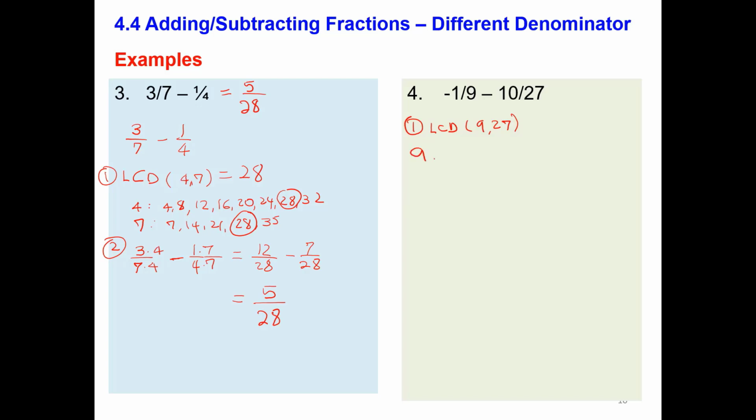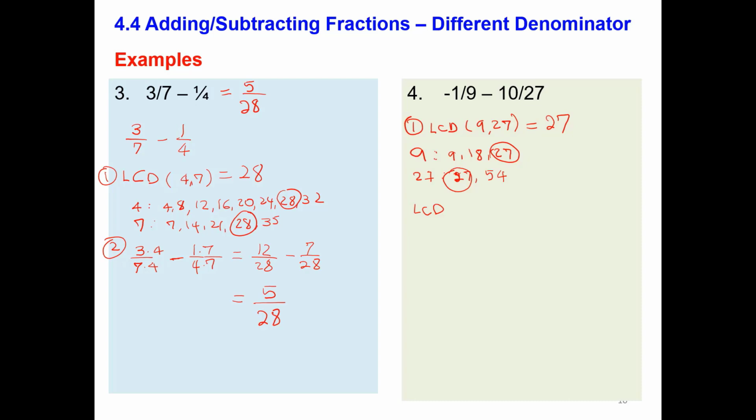Then the factors for 9 are 9, 18, 27. The factors for 27 are 27, 54. And now we can see this is the LCD, the least common multiple. And the LCD equals 27.